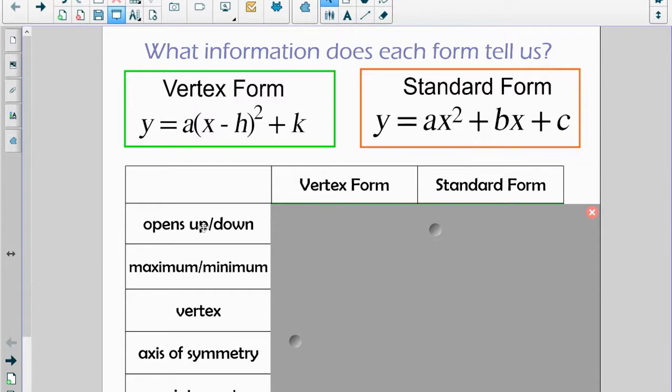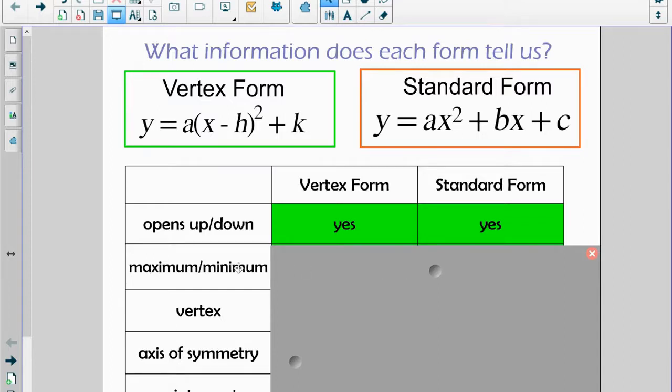Can we tell if a parabola opens up or down when it's written in vertex form? Well, yes, it's that value of a at the beginning that tells us if it opens up or down. If a is a positive number, the parabola opens up. If a is a negative number, the parabola opens down. The same can be said about standard form. A, the number in front of the x squared term, will tell us if it opens up or down the same way. Positive opens up, negative opens down. So we can tell that from both forms.